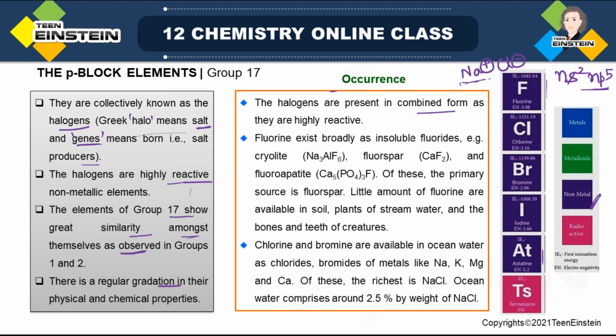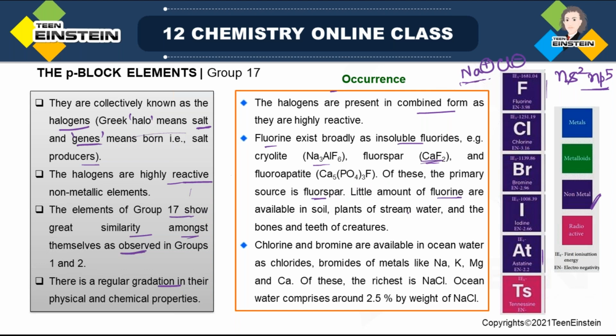Occurrence. Halogens are present in combined form because they are very reactive. That is why they cannot remain in free state. They will always remain in some compound. The first element, fluorine, exists broadly as insoluble fluorides. For example, cryolite, Na3AlF6. This is an insoluble compound. Then fluorspar, calcium fluoride, fluoroapatite, Ca5(PO4)3F. And among these, the primary source of fluorine is fluorspar, that is calcium fluoride.